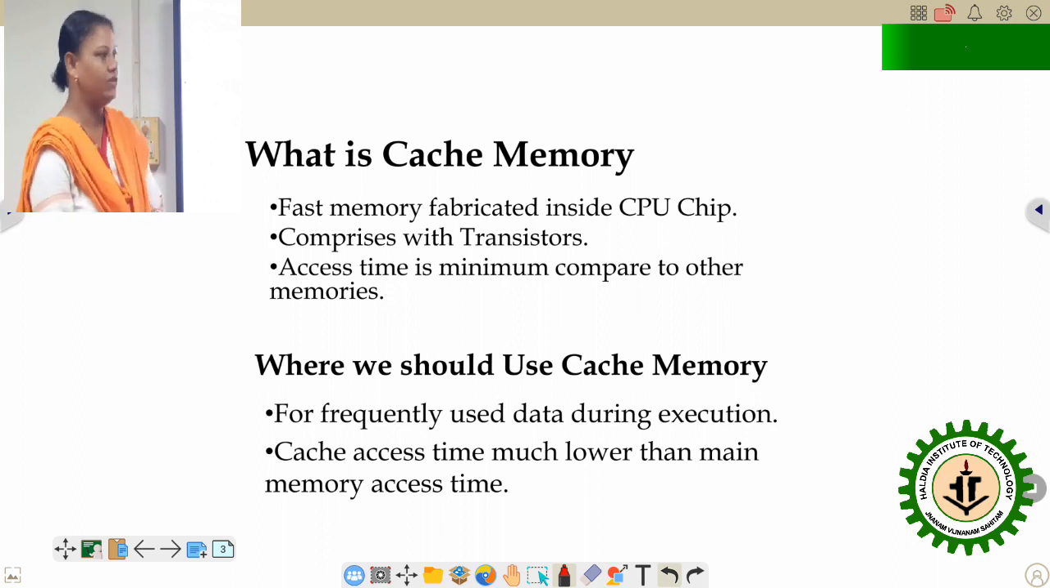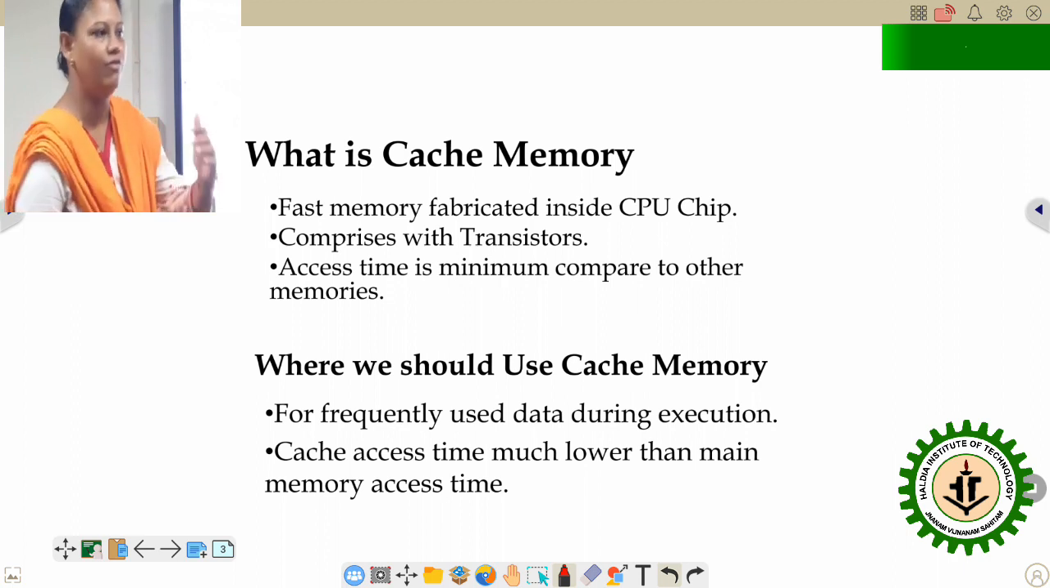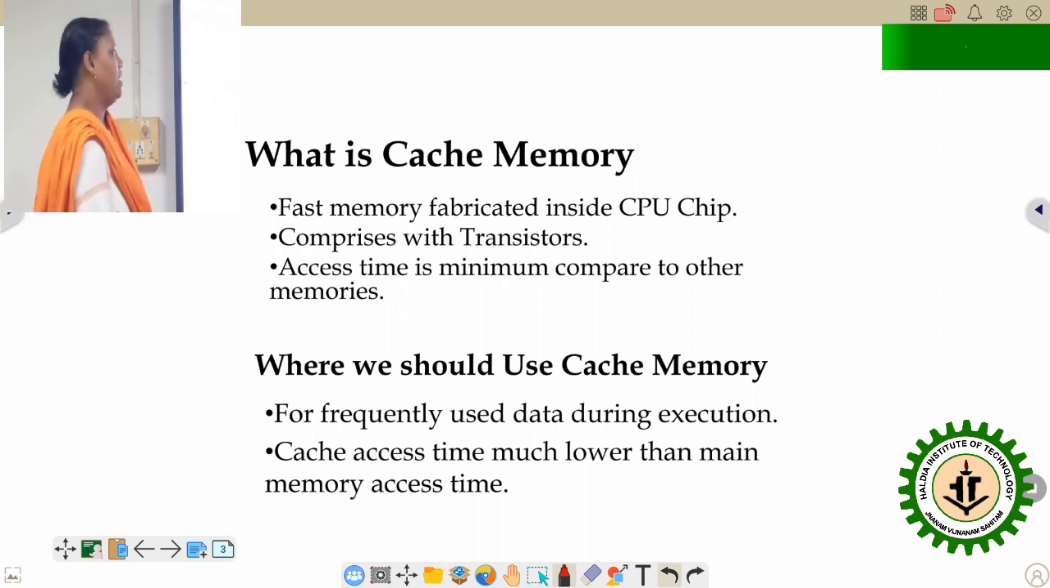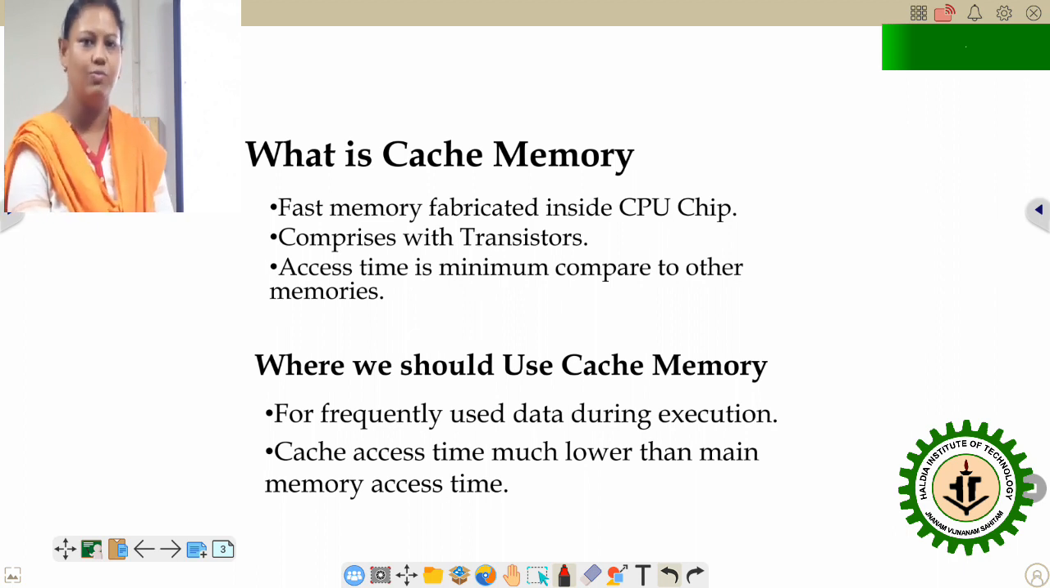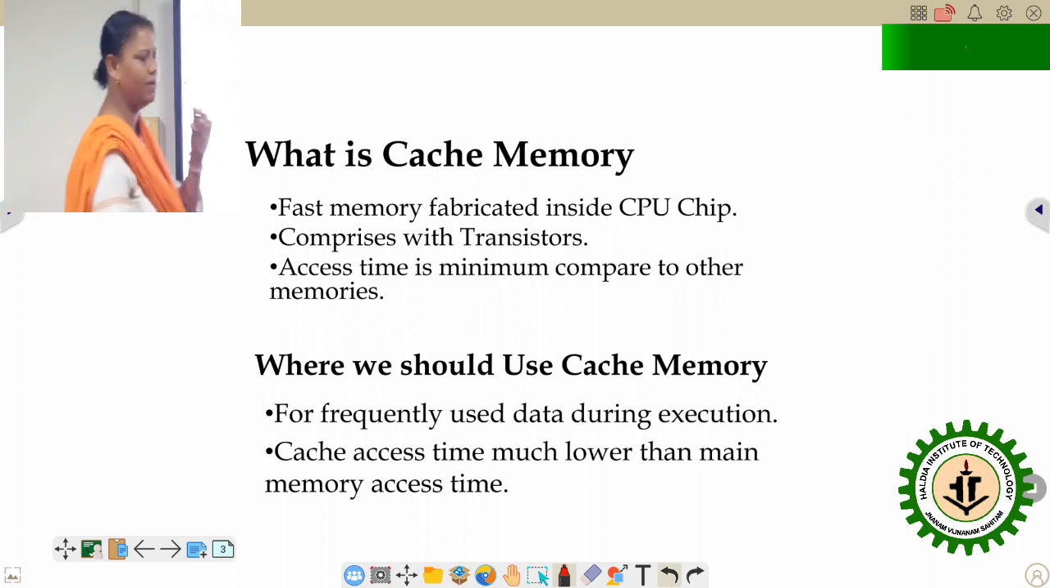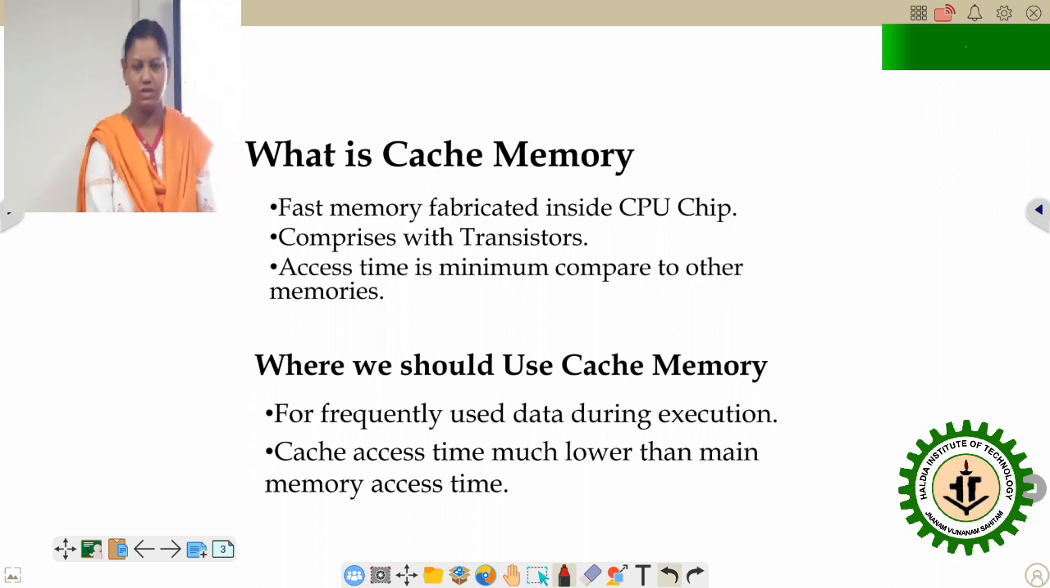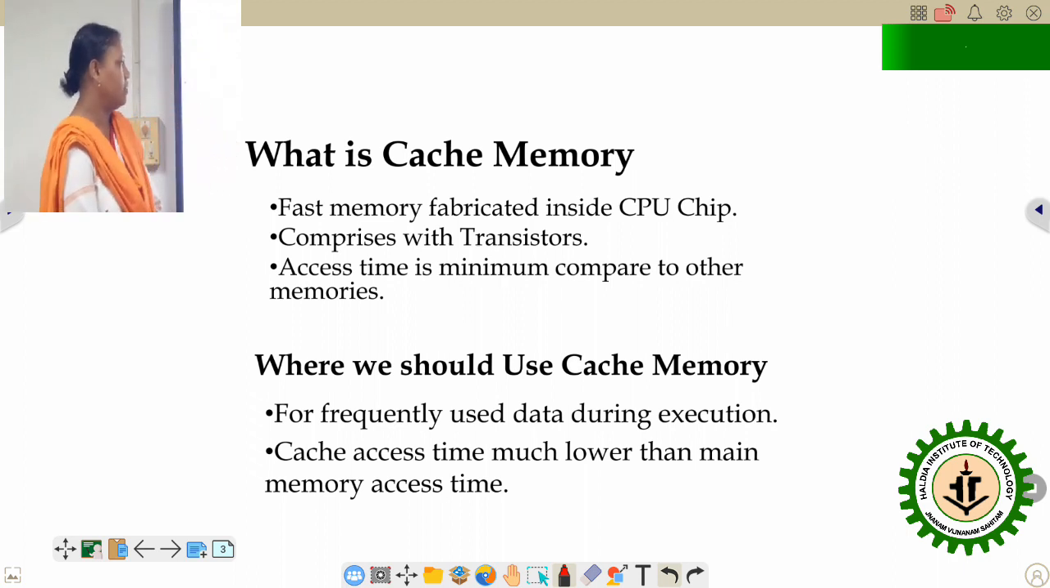Cache memory we consider as a part of primary memory, and it is a fast memory which is fabricated in the CPU chip, and it comprises transistors, so that's why it is too costly. So a minimum amount of cache memory is used in our system. And if we consider the access time, the access time is the minimum compared to all other memory structures. And next, why do we use the cache memory in our system?